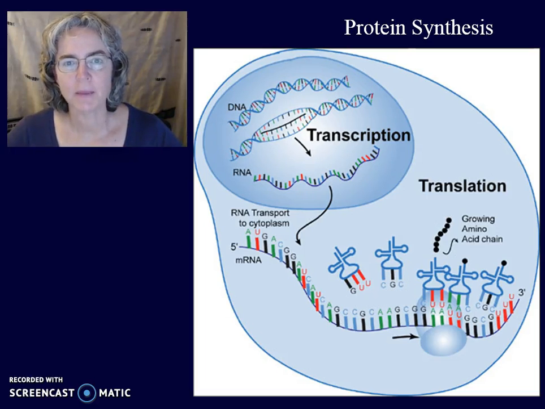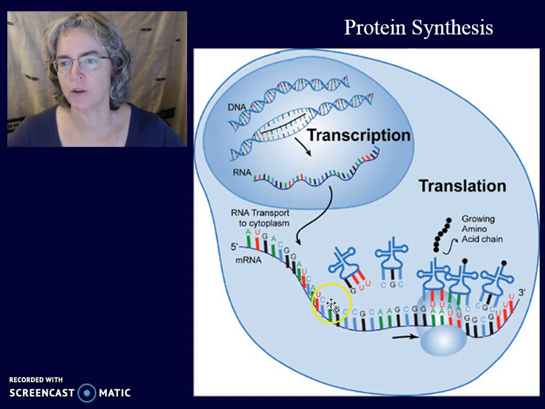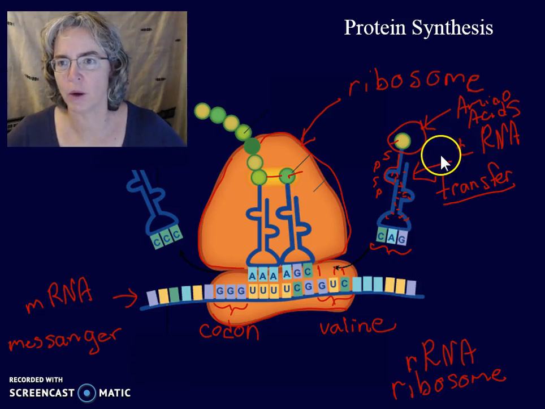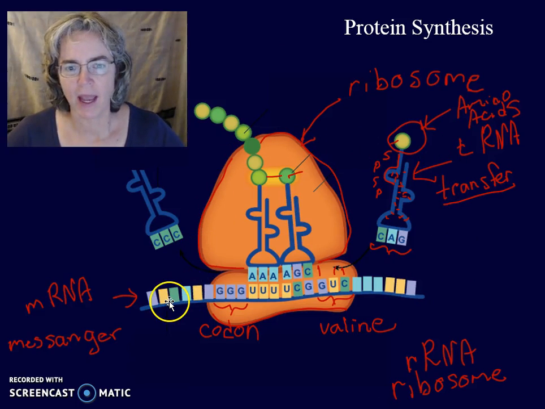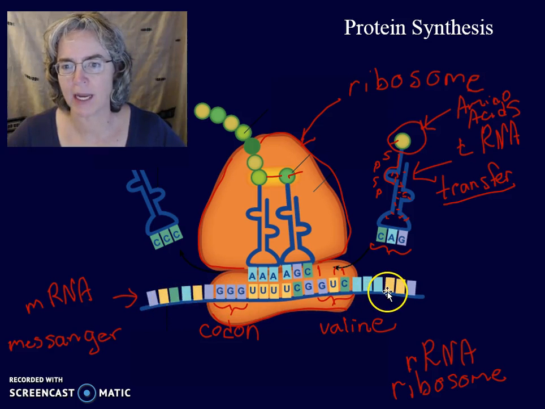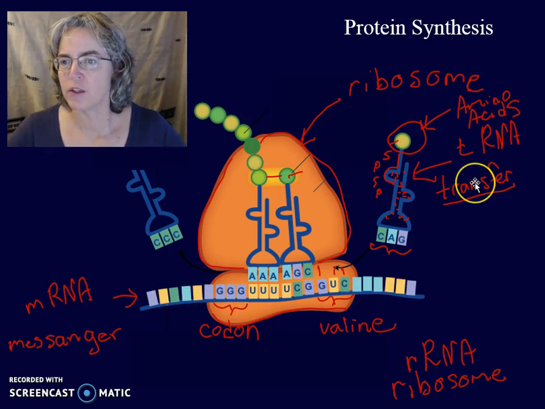Okay, so we're talking about how the mRNA molecule that has just come from transcription out of the nucleus can code for this growing amino acid chain in our ribosome, and how tRNA molecules help with that. Okay, let's take a look, see what we got. So here's our ribosome and our mRNA molecule right here, and our transfer or tRNA molecule.